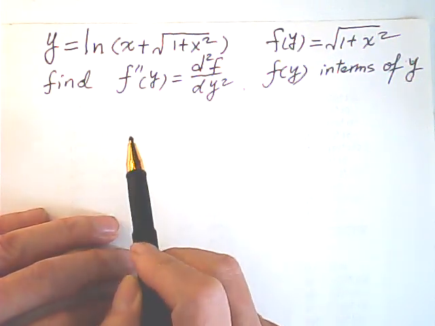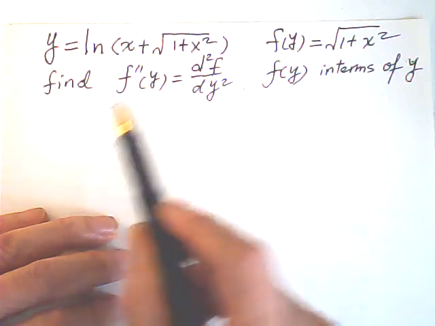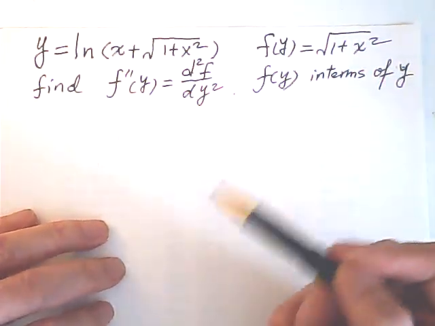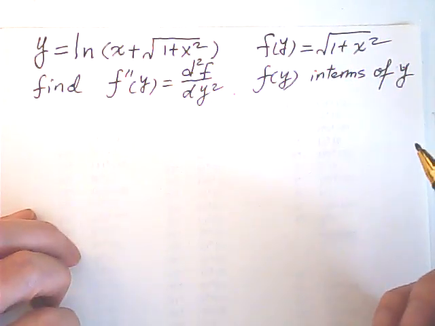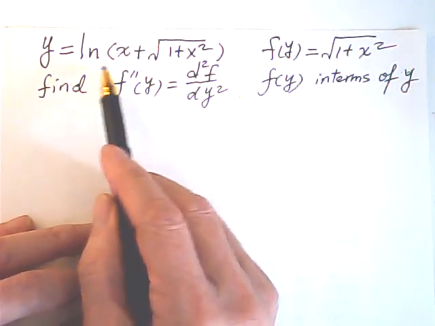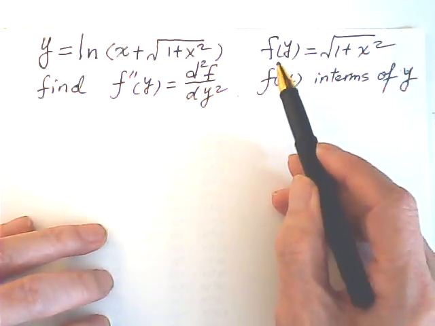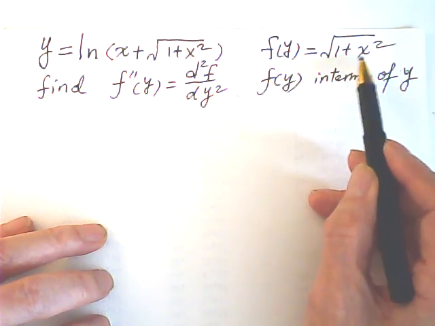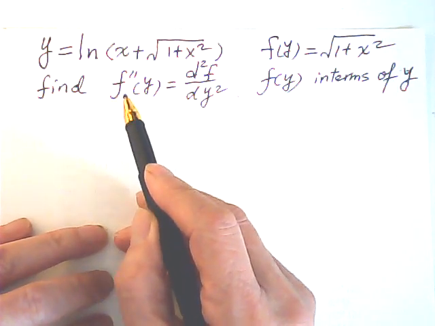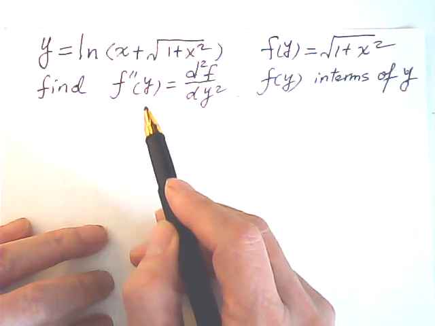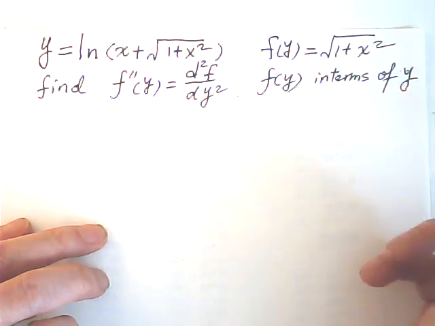And this is a very good question for understanding the structure of a function, the composite function, and the chain rule, and so on. We're given y is equal to log of x plus the square root of 1 plus x squared. And f of y is the square root of 1 plus x squared. We are looking for the second derivative of f with respect to y, and also to find f of y in terms of y.